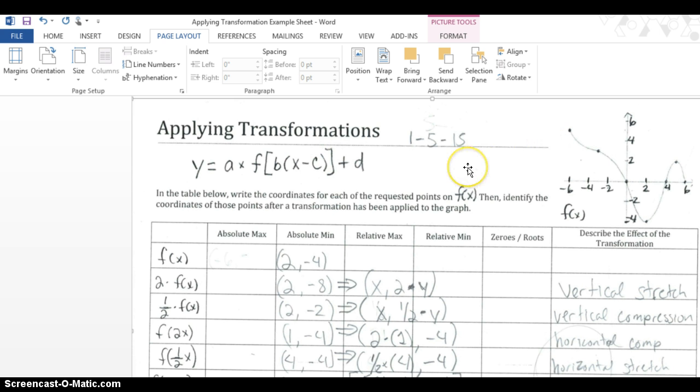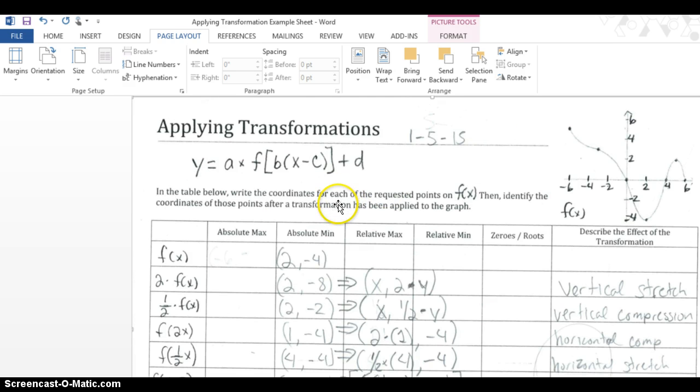Okay? The zeros, the x-intercepts, are at 0, 4, and 6. X equals 0, 4, and 6 is where my x-intercepts or my zeros are. Okay? The x values that give you a y of 0. Anywhere on the x-axis, your x-intercepts have a y of 0.